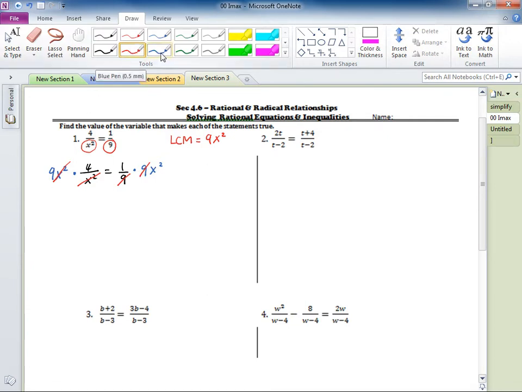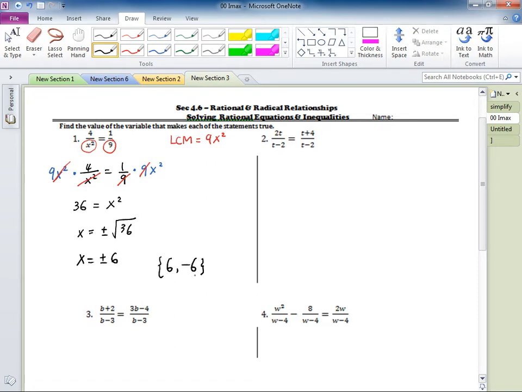So now let's write down the question. Now what do I have? 9 times 4, 36. And the other side, x squared. That's right. We are going to solve the quadratic equation right now. Take the square root on both sides. So the answer will be x equals plus or minus the square root of 36. What is the square root of 36? 6. So you have two solutions: 6 and negative 6.